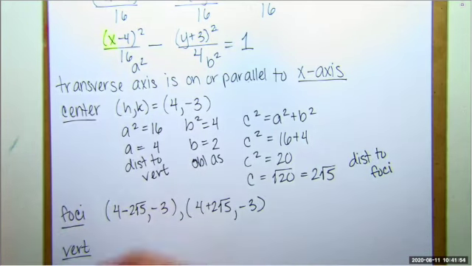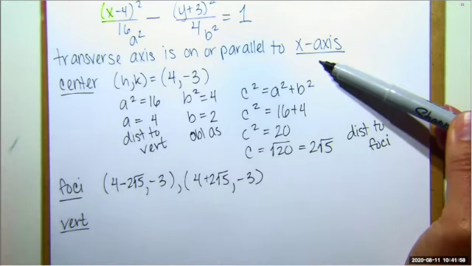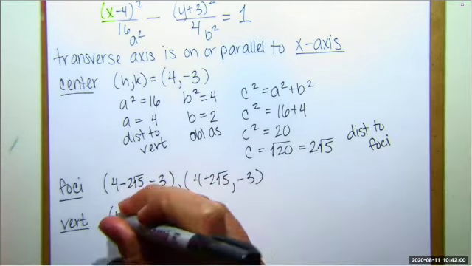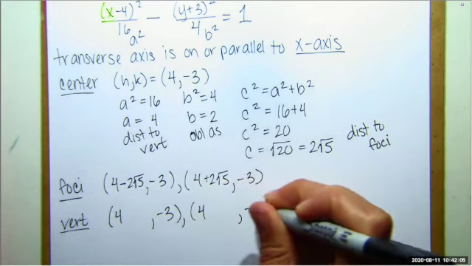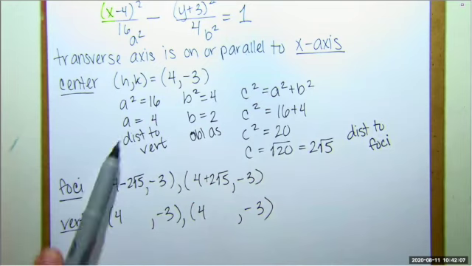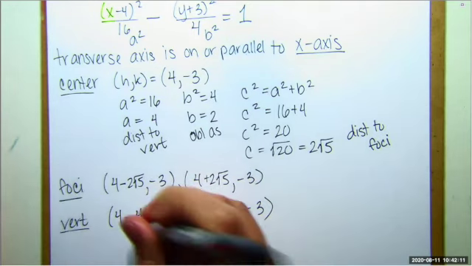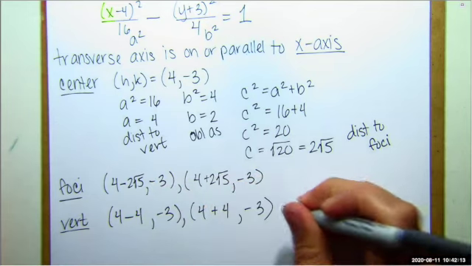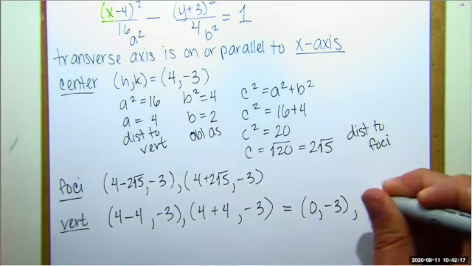Next up, let's find our vertices. Again, we're starting with our center, and since our transverse axis is parallel to the x-axis, we're going to move along that x coordinate. To get to our vertices, we need to go a distance of a, which is 4. So I'm going to subtract 4 and add 4. That gives me 4 minus 4 is 0, and 4 plus 4 is 8.